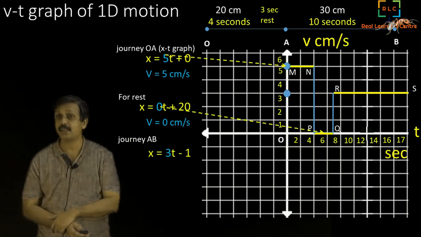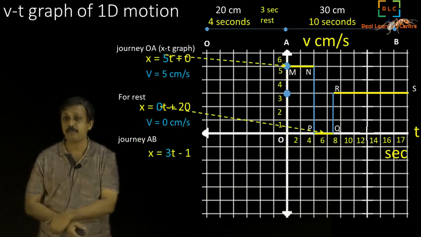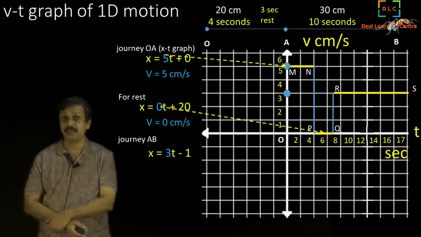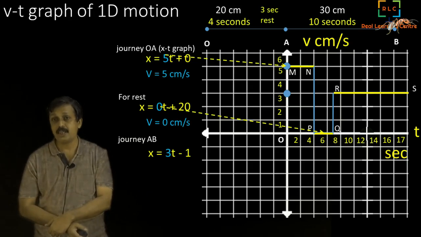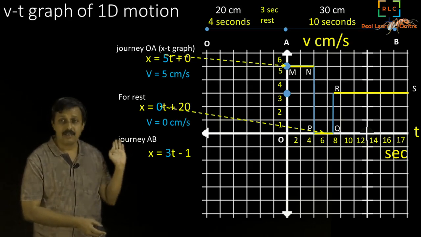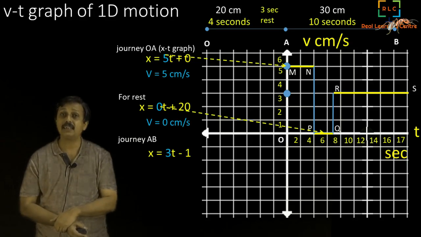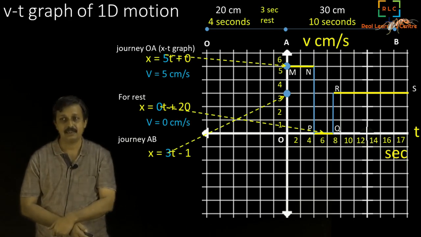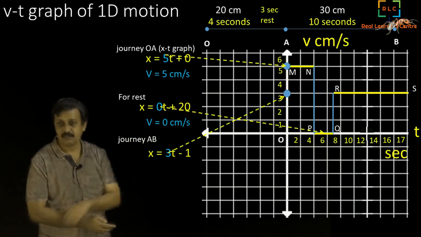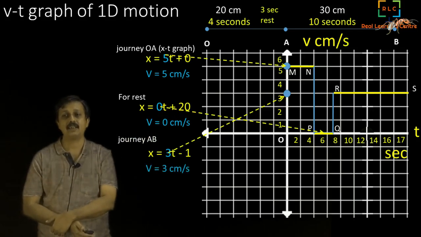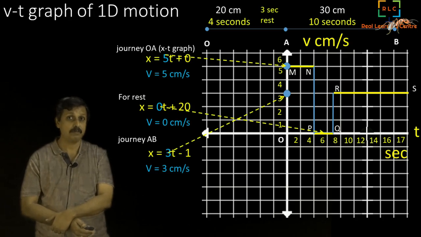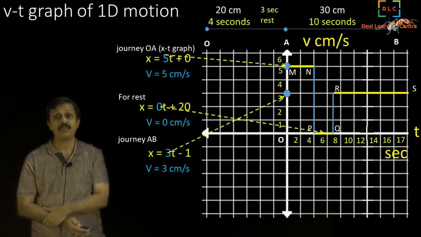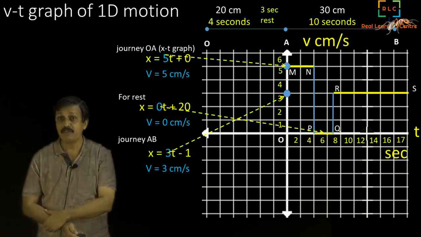The third part, going from A to B, when the ant is moving from A to B, the equation is x is equal to 3t minus 1. In that equation, you see 3 is the slope, and when 3 is the slope, 3 is our velocity here. The graph shows a height of 3, so that 3 centimeters per second is its velocity. So now we have shown the relationship between these two.